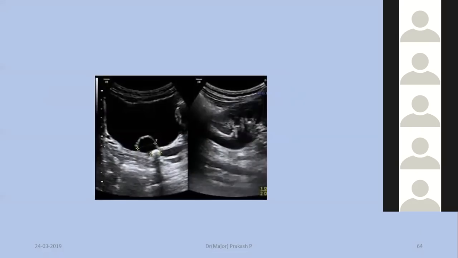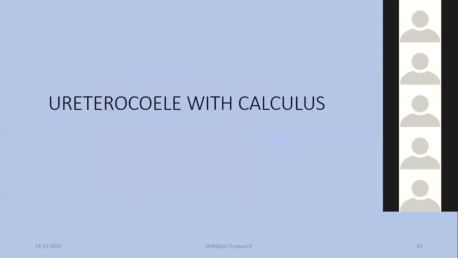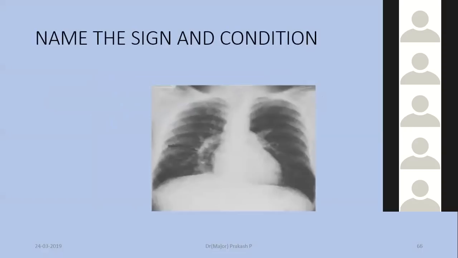Yeah. There's a case of lymphangioma, abdominal lymphangioma. Now, next case. People who are typing it are typing it partially correct. Look at the image in full. Okay. So excellent. It's a case of ureterocele with calculus. It's an easy spotter.